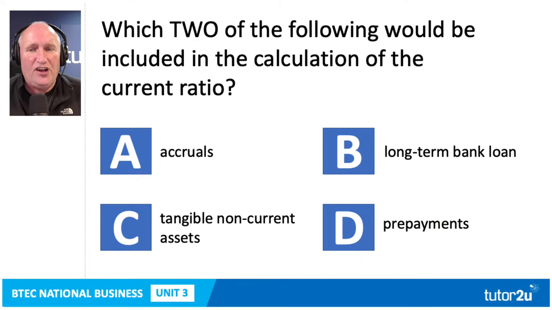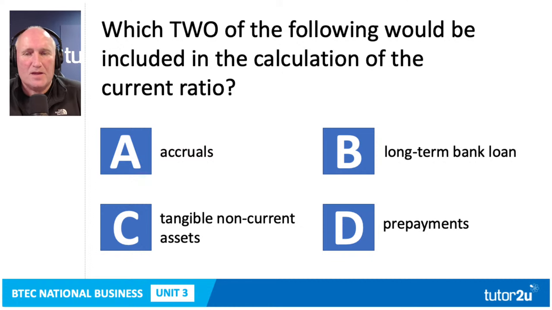Okay, here's our next. So we've talked about the current ratio. If we were looking at a statement of financial position, which two of the four listed there would be included when we're calculating the current ratio? So we know that the current ratio is current assets divided by current liabilities. The question is, two out of those four would therefore be included in our calculations. So which two? So we're looking for two letters this time. Two of those would be included in the current ratio. And remember that the ratio is current assets divided by current liabilities.